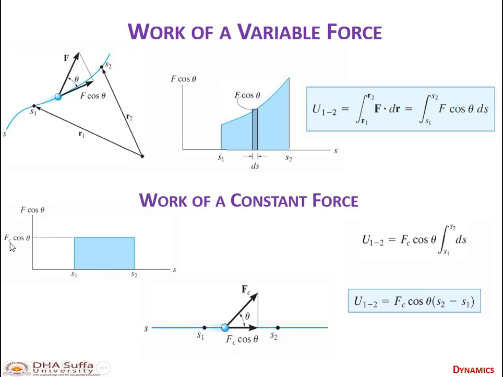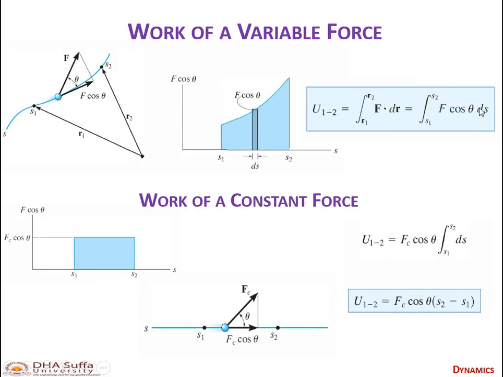Fc is representing the constant subscript. Cos theta is the relevant component of the force, which is actually constant throughout the whole journey of the particle from S1 to S2. So if I calculate the area under the curve of this line, that is pretty obvious. This will be simply a rectangular area: F cos theta times S2 minus S1, which is the distance between these two lines, and hence the rectangle.